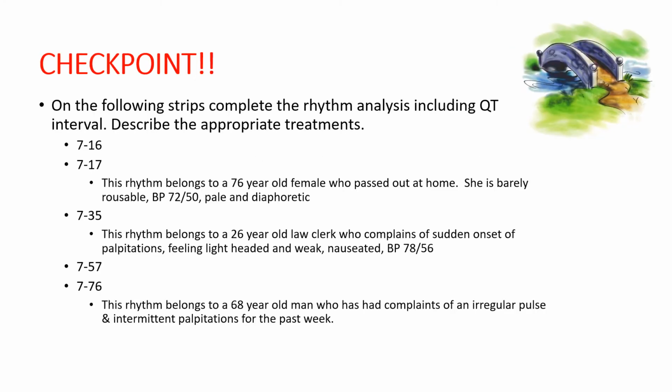So let's do a checkpoint and do the following strips and complete the rhythm analysis, including QT intervals. Describe the appropriate treatment. Some of these have a scenario with them. So you're going to do 716, 717, 735, 757, and 776. At this time, I want you to pause the video, complete all those strips in your practice session, and then come back and we'll review them.